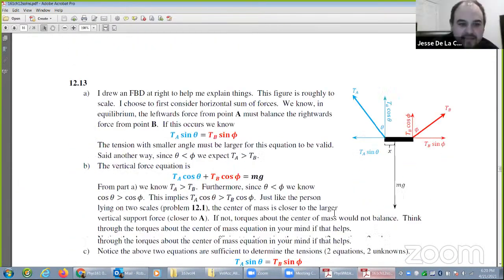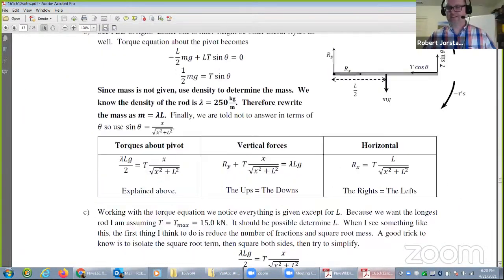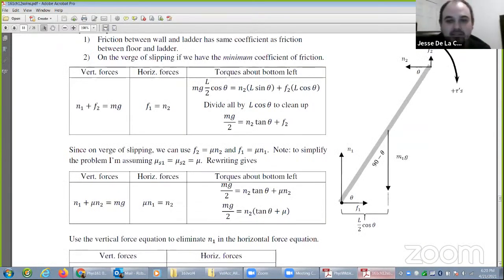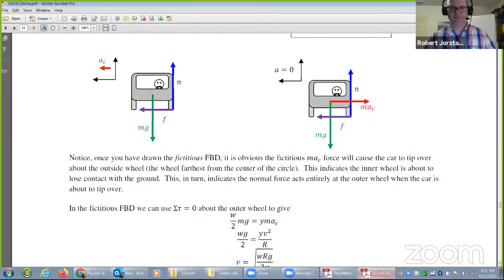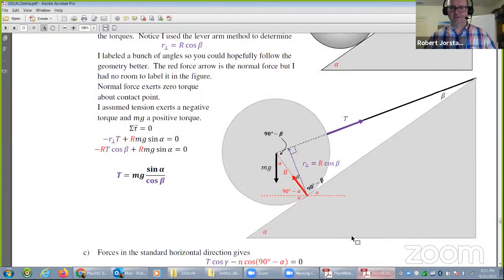So instead of doing leverage arms, what would you do? Just the RF? I don't know. I guess we basically just did the lever arms. Do you agree? Or you could do RF sine theta. Which problem was this one? 12.18. So you could do lever arms.